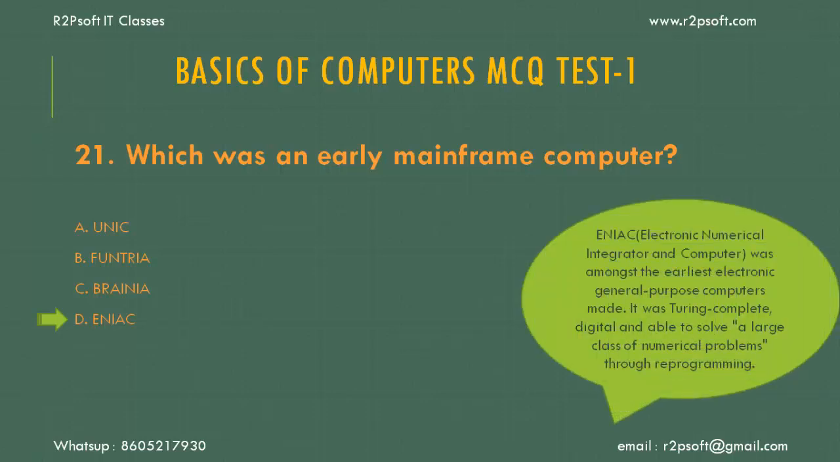Friends, ENIAC, electronic numerical integrator and computer, was amongst the earliest electronic general purpose digital computers made. It was Turing complete, digital, and able to solve a large class of numerical problems through reprogramming.